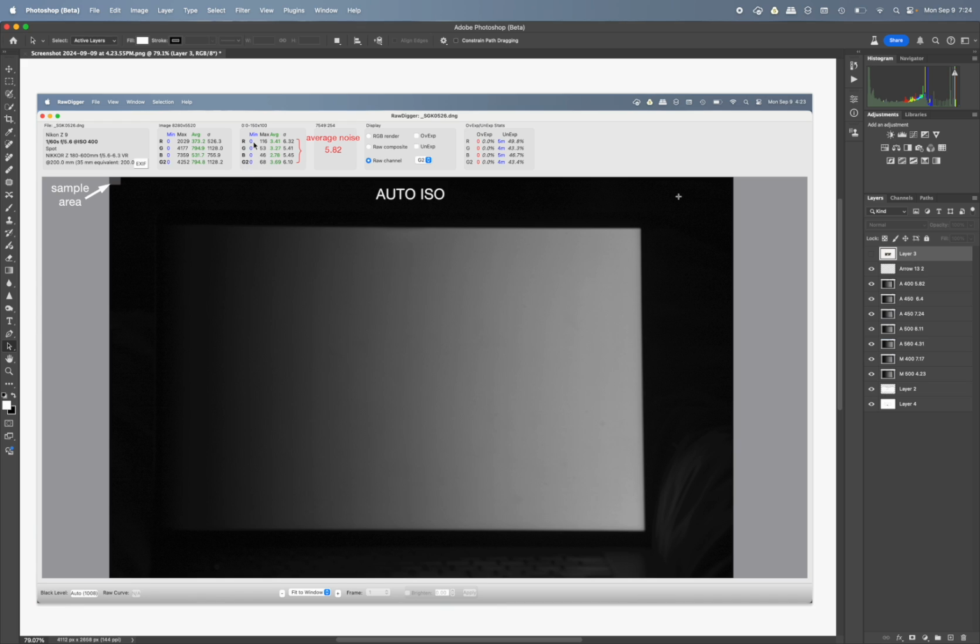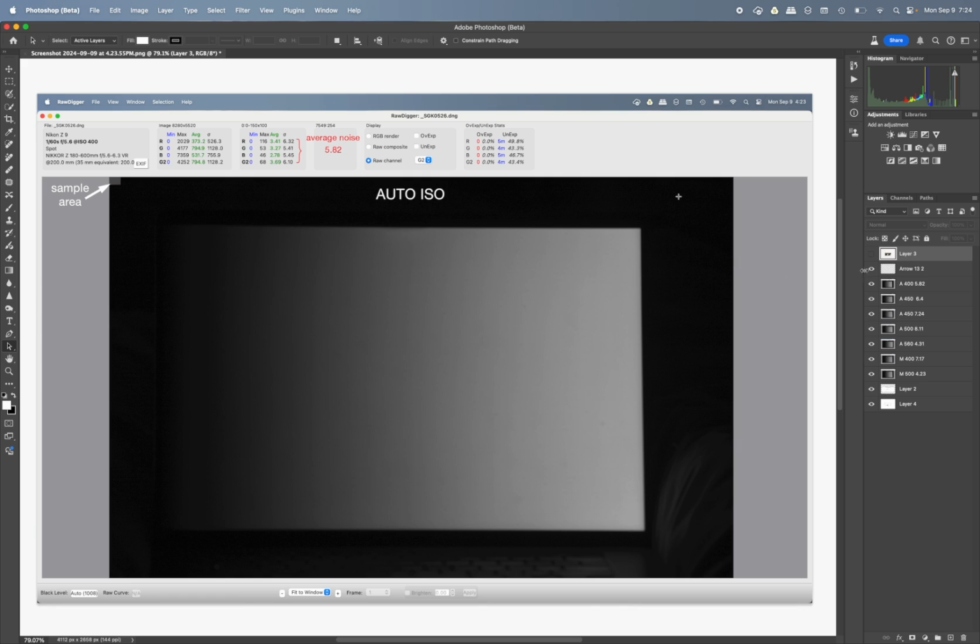This talks about the red channel, green 1 channel, blue channel, and green 2 channel: min and max values, the average value, and the variability. Variability being essentially noise. So I took the variability theta values and averaged them for each frame to give the average noise characteristic for this black frame sample area.